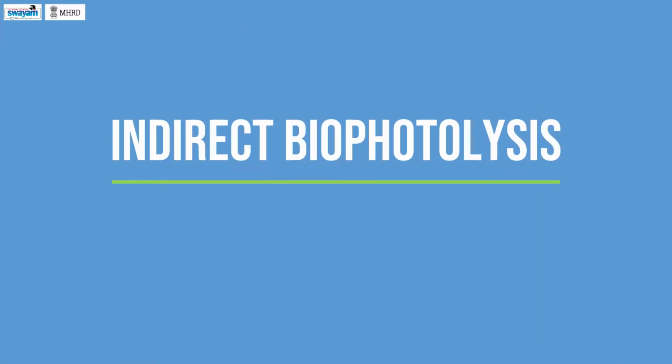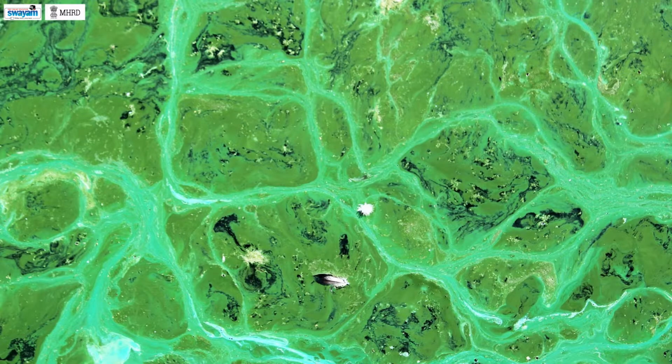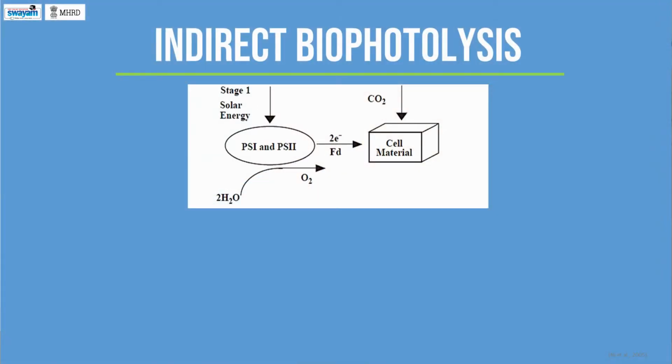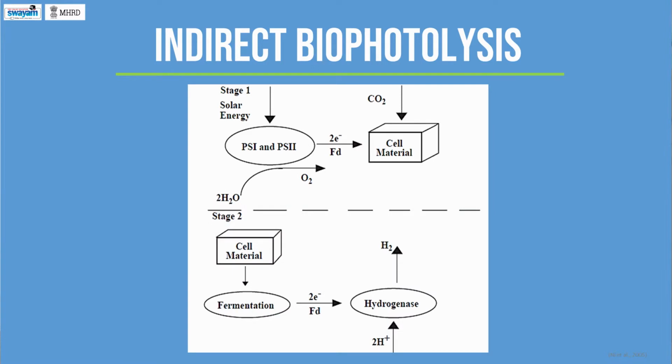Indirect biophotolysis. Biohydrogen generation through indirect biophotolysis is usually carried out using cyanobacteria. The process involves the following steps. Step 1: Glucose is produced through photosynthesis using carbon dioxide. Step 2: Glucose is converted to hydrogen and acetate through aerobic dark fermentation. Acetate is later converted to hydrogen.